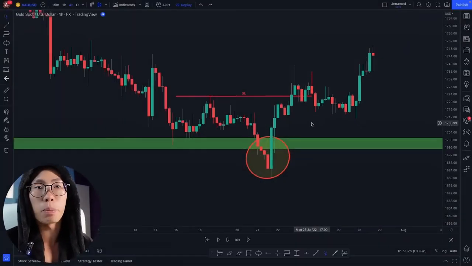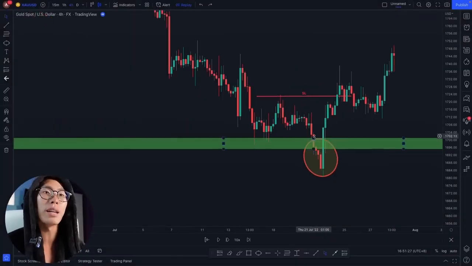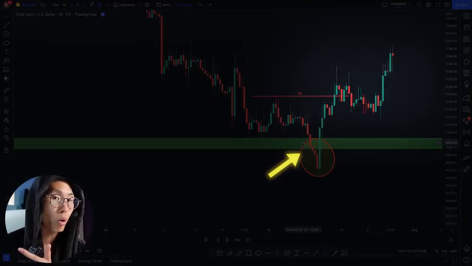So we can take advantage of this by entering for a buy position somewhere right around here and make money as price goes to the moon.